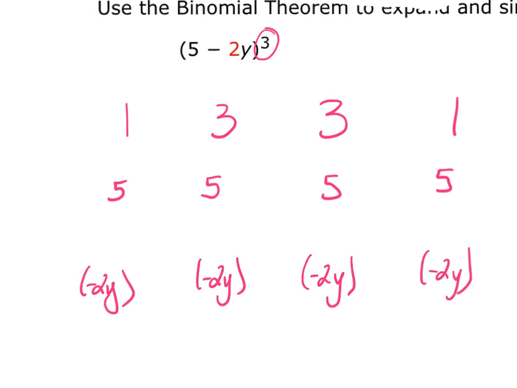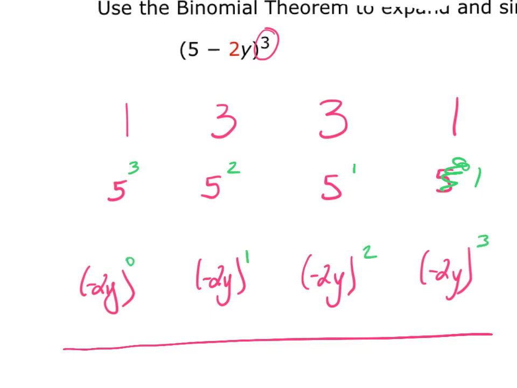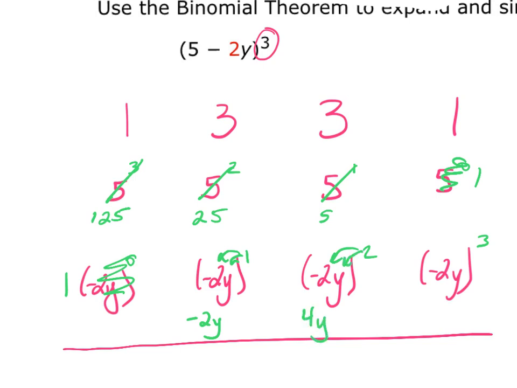And now, what's your exponents? Start with 3, so 3, 2, 1, 0. This becomes 1. Start with 0, 1, 2, 3. Now let's simplify a little bit. What's 5 to the third power? 125. What's 5 squared? 25. 5 to the first? 5. Okay. So this goes to both. So you have negative 2y. This goes to both. You have positive 4y squared. This goes to both. You have negative 8y to the third power.